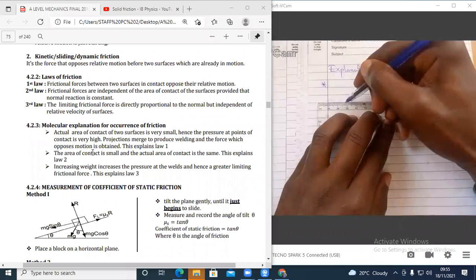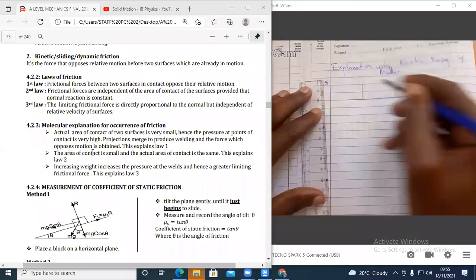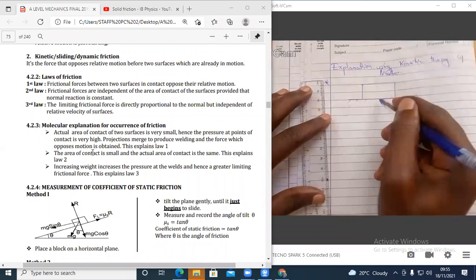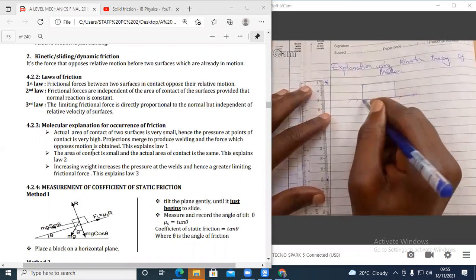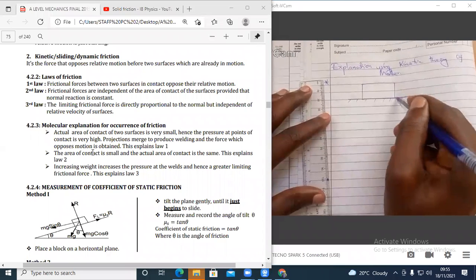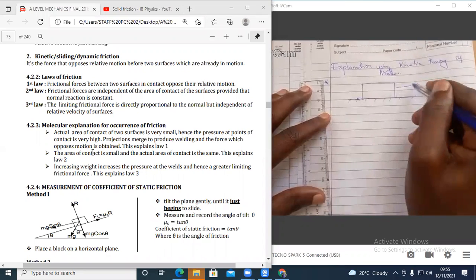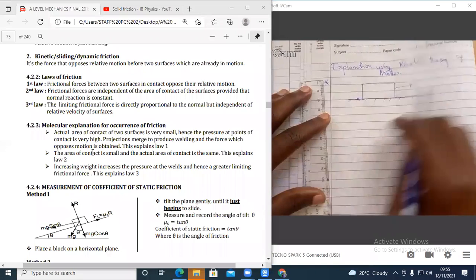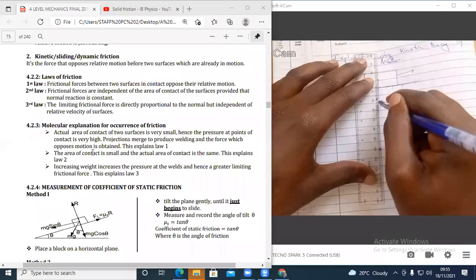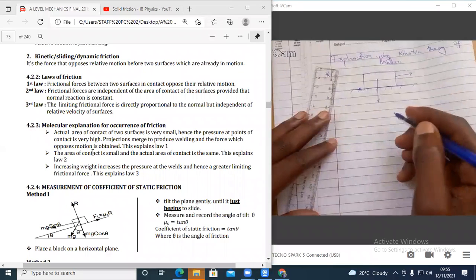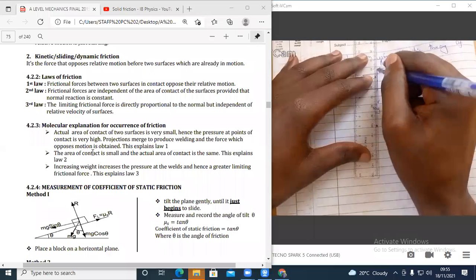Take for example, we have a block resting on this surface. You find that the area of contact here is very small and the frictional force acts at the surface. If you are pushing the body in this direction, which means we are sliding it. We said frictional force does not depend on the speed or the relative velocity between the two surfaces in contact. Instead, it depends on the normal reaction.